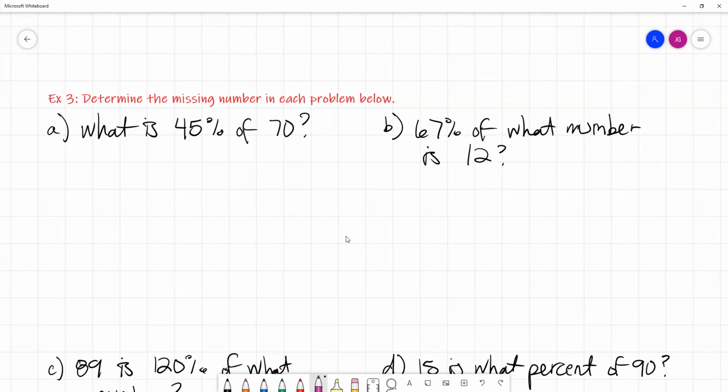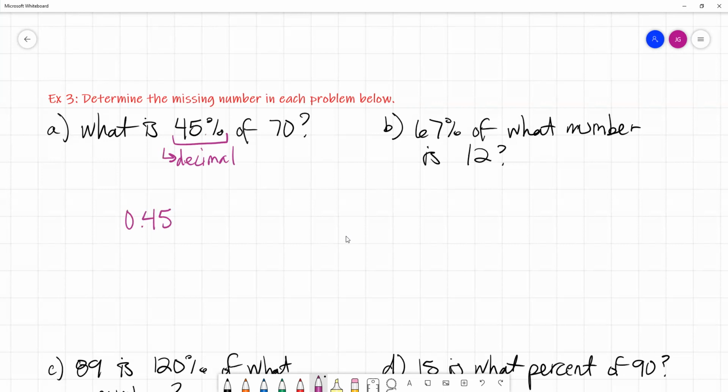There's not a lot of work we have to do here because this is kind of like the basic type of problem, finding a percentage of a number. Whenever I want to find a percentage of a number, all I have to do is take the percentage and convert it to a decimal. We're always going to convert our percentages to decimals when we're working them in an equation. So I'm going to rewrite this as 0.45.